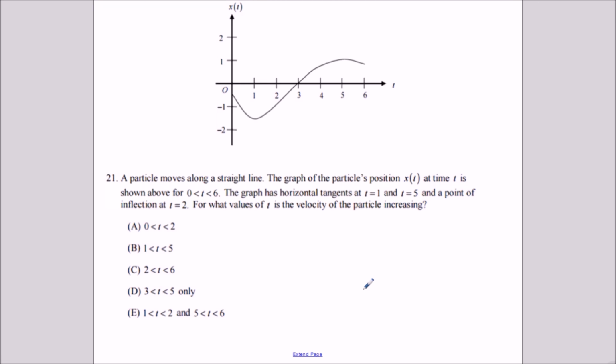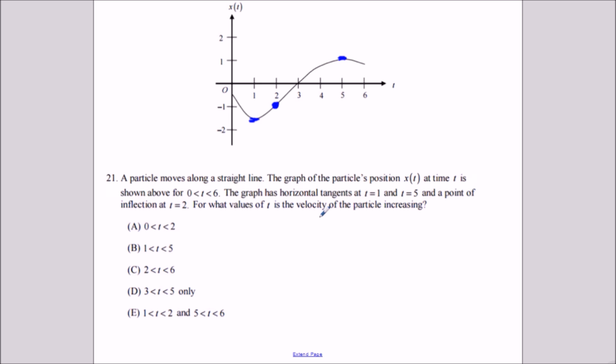Okay, for this question here, we have a particle moving along a straight line, and we have the graph of the position function for values of t between 0 and 6. And they tell us the graph has horizontal tangents at t equals 1 and at t equals 5. And we also know that there's a point of inflection at t equals 2. So maybe we'll have to make use of some of this information in a moment, so it's good to label it on the graph. And they're asking for what values of t is the velocity of the particle increasing.